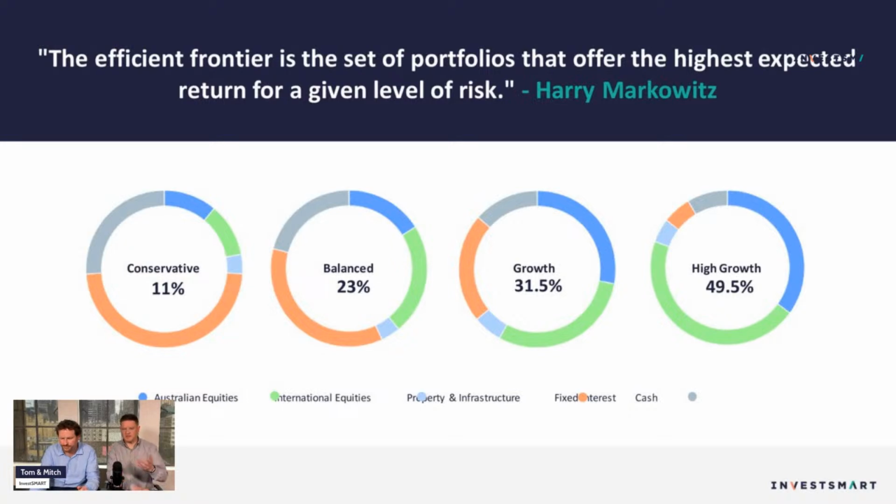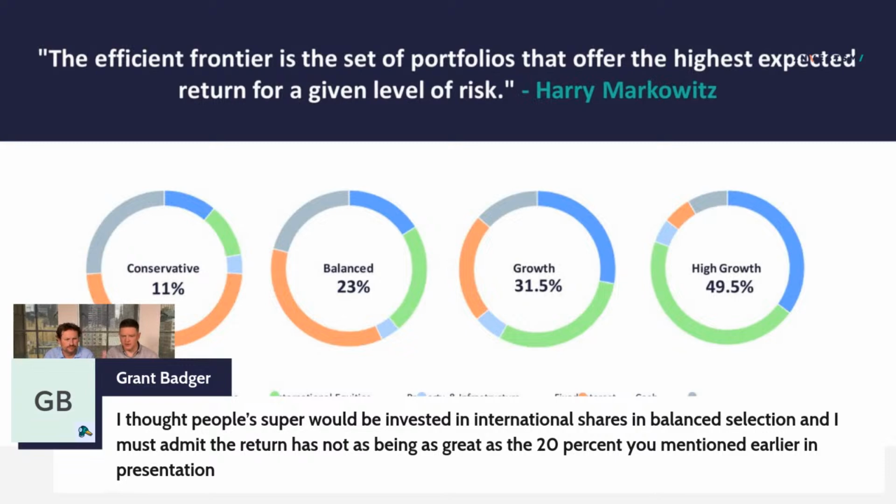There was a question there from Grant, which is quite a good question. He was commenting that he thought people's super would be invested in international shares in a balanced selection, and that the return's not been as great as the 20% you mentioned earlier in the presentation. The 20% comes from the absolute pure 100% international equities portfolio. If you look up the InvestSMART International Equities portfolio on our website, we will put the returns up shortly, and a link as well.